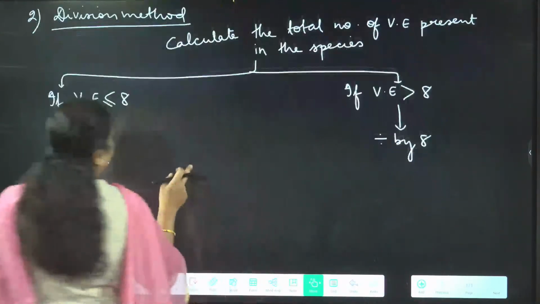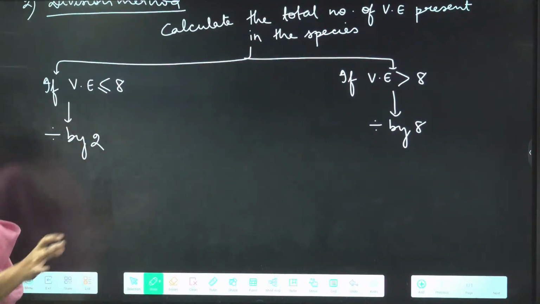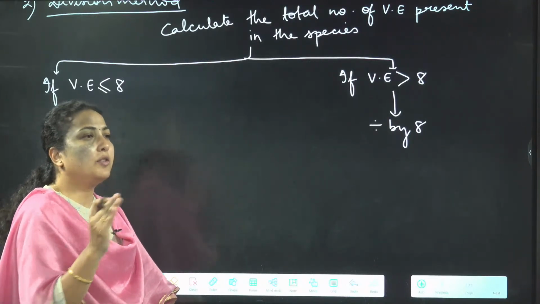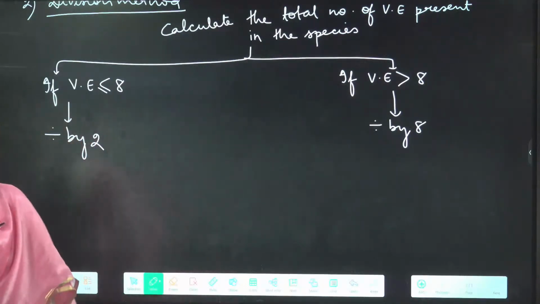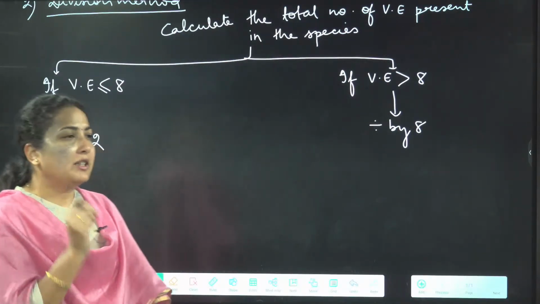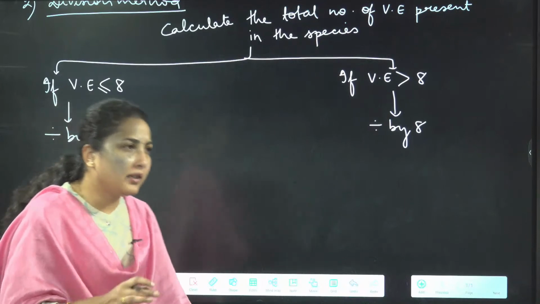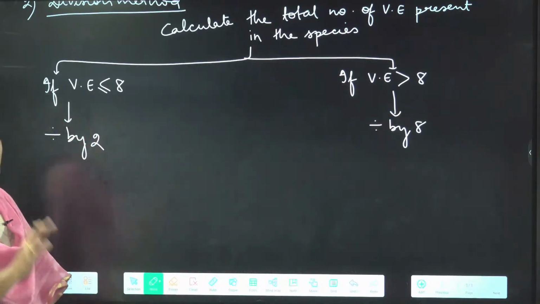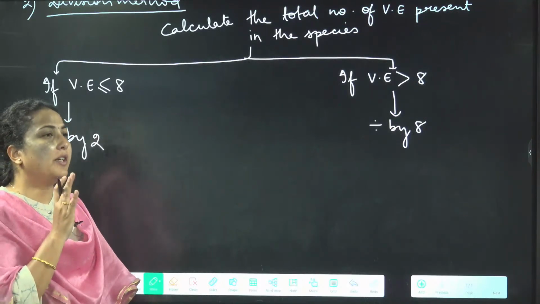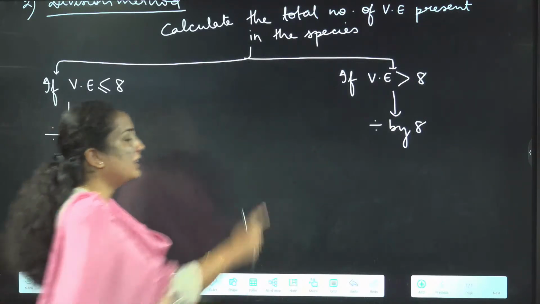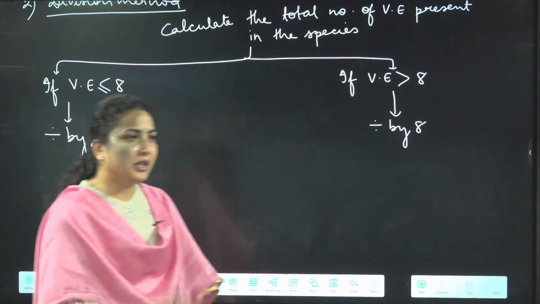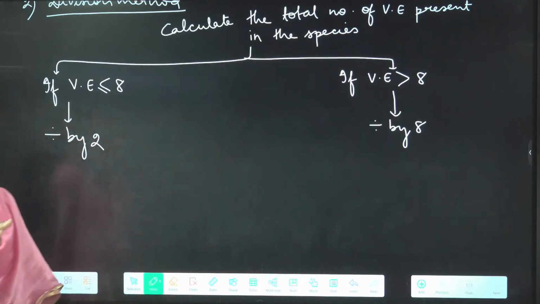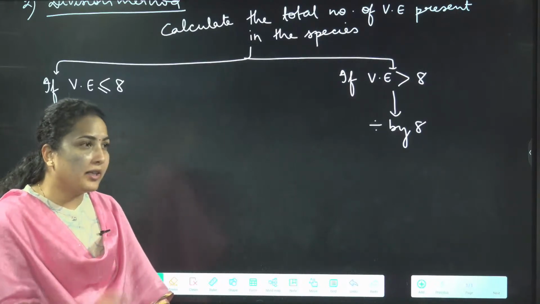Okay. So we are first finding out, for whatever species is given to you, the summation of the valence electrons of all the atoms present in that species, right? That species could be anionic, cationic or neutral. If the number of valence electrons is less than or equal to 8, we divide by 2. And if the valence electrons are greater than 8, then we divide by 8 only, okay? Then we analyze the remainder we get in this process.